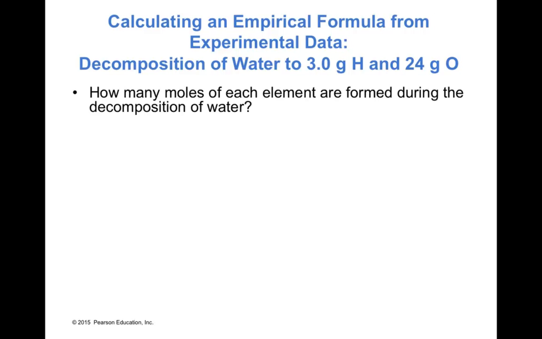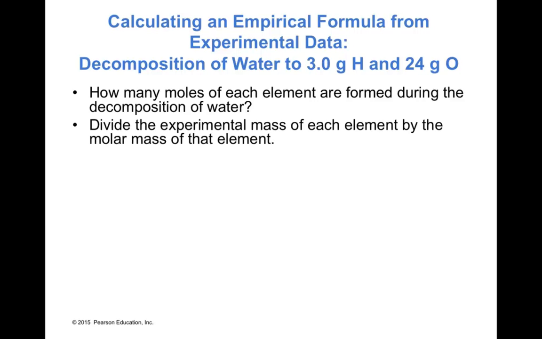So, how many moles of each element are formed during the decomposition of water? The first step to determine the empirical formula, if we have a mass as initial data, is to transform that mass to moles. So if we have 3 grams of hydrogen, how can we change from grams to moles? Using what? We can use the molar mass. Remember, the units of molar mass are grams per mole.